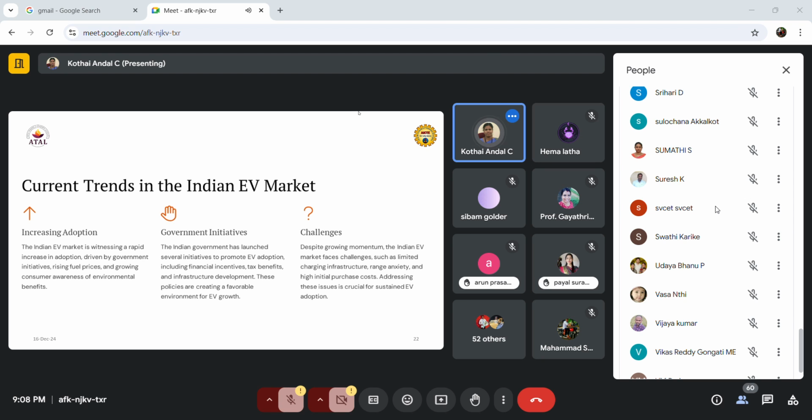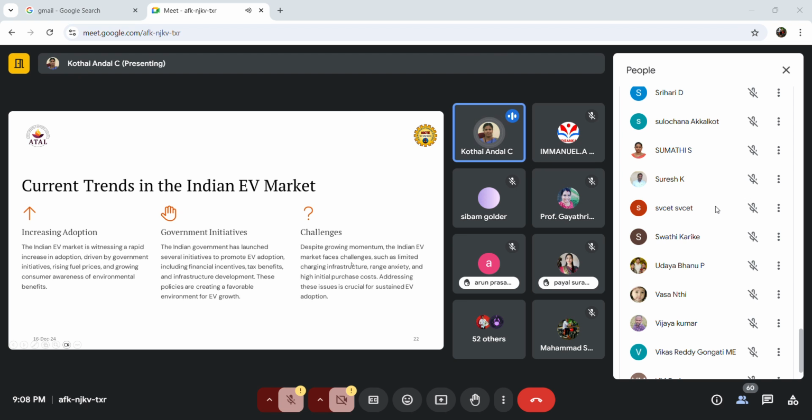Then people are also thinking about the environmental benefits, because nowadays we are facing so many environmental effects, correct? So the awareness has increased now. Then the government is also supporting. The government is giving some subsidies, tax benefits, and some incentives. Nowadays the government is also taking some initiatives to create an environment for EV growth.